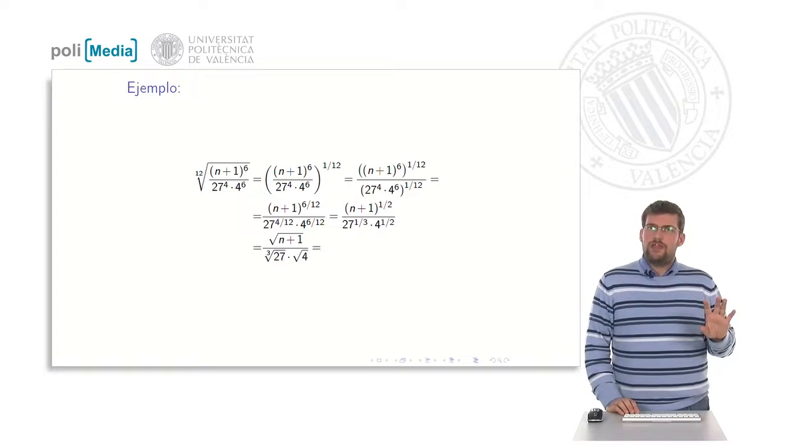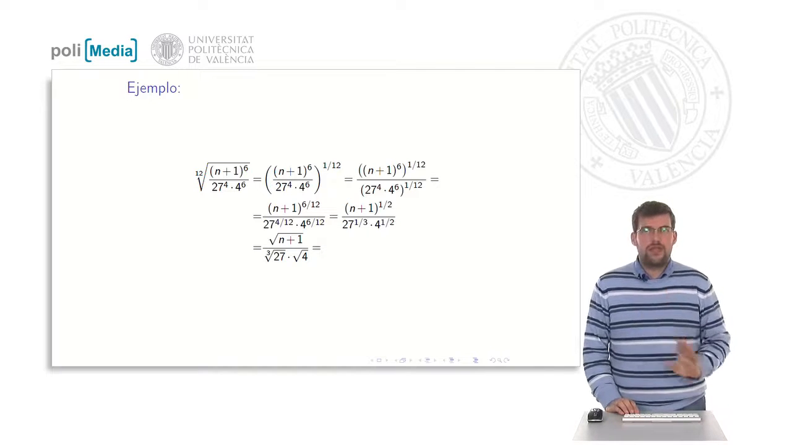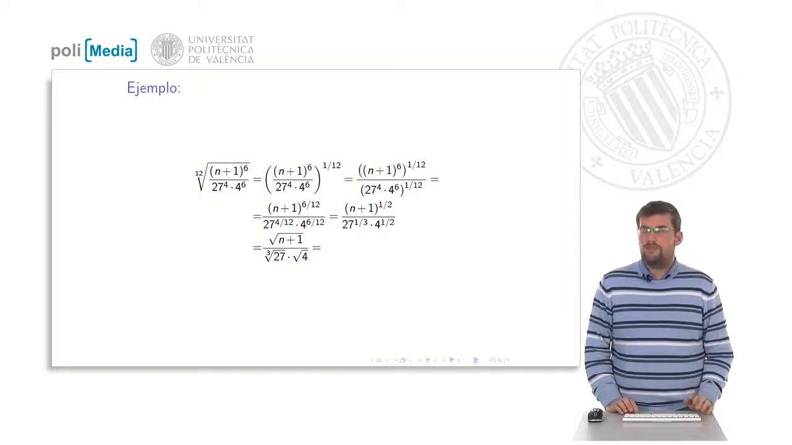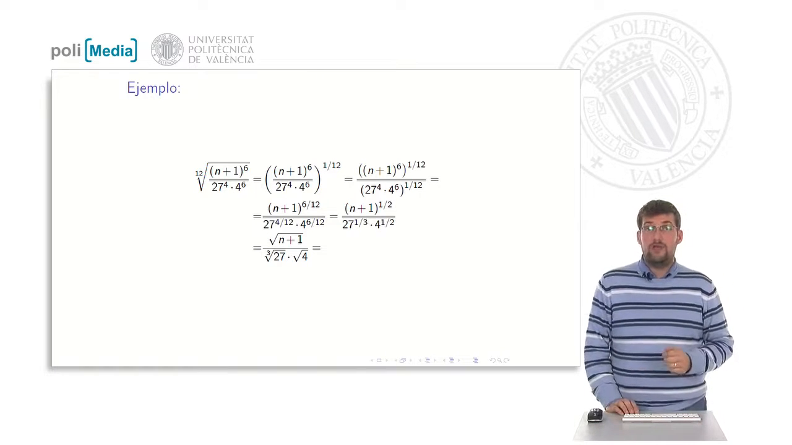We go back again to radical notation. Once we already have it simplified, at the top we have the root of n plus 1, which cannot be simplified any further, and below we have the cube root of 27 and the square root of 4. Remember that when the root is square, we do not write the 2.